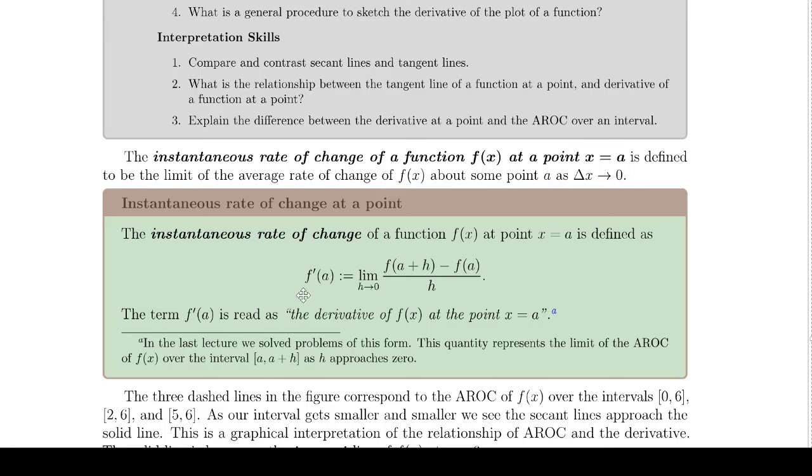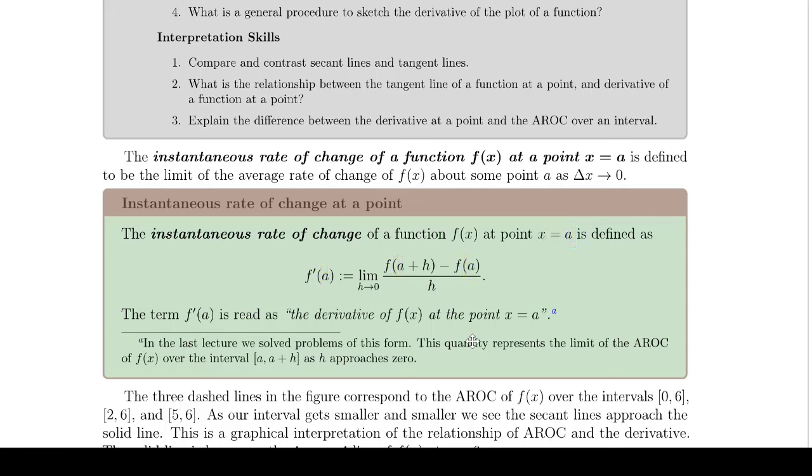One thing to note is that this definition is just letting that point be called x equals a, and the previous definition we had just had an x there, so it doesn't matter what symbol you use. That's just representing the point of interest on the horizontal axis that you're looking at and where you want to know the rate of change.